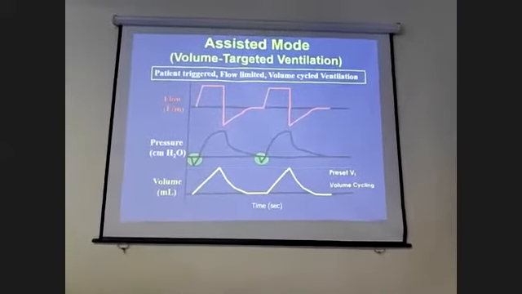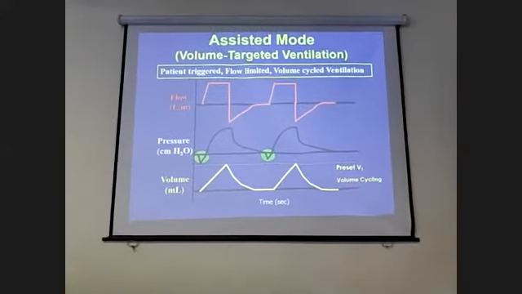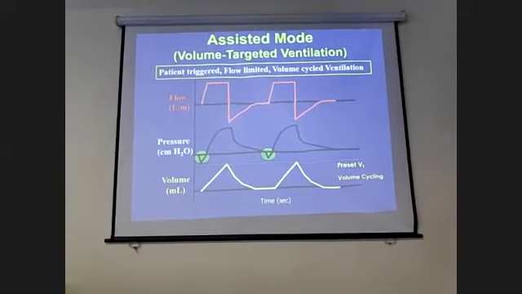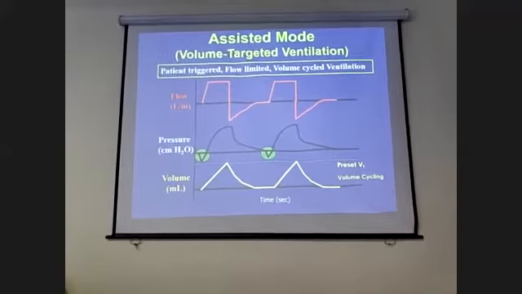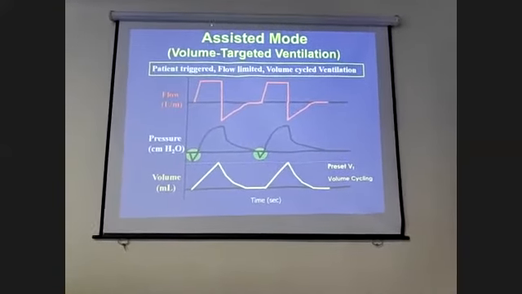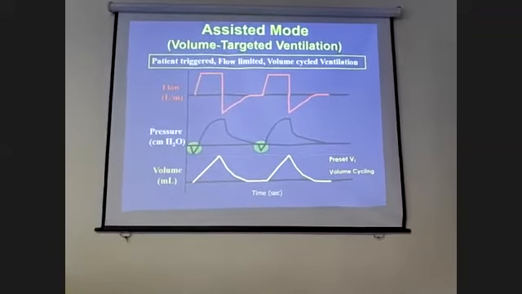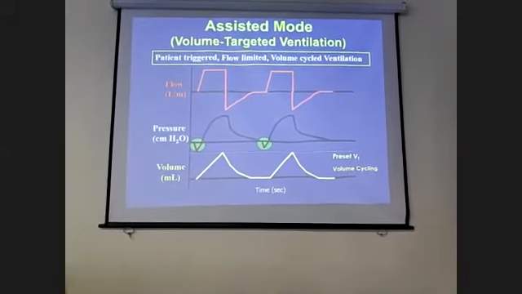In assist control, if the patient tries to trigger, or if the patient is on sedation and tries to breathe, the ventilator will assist. That is why it is called assist control mode. So in assist control mode, the patient is triggering. That is why it is called patient trigger. You can see the trigger, the patient has triggered.